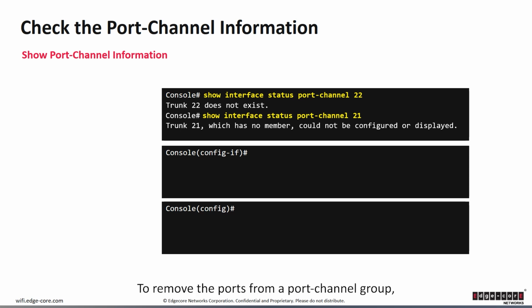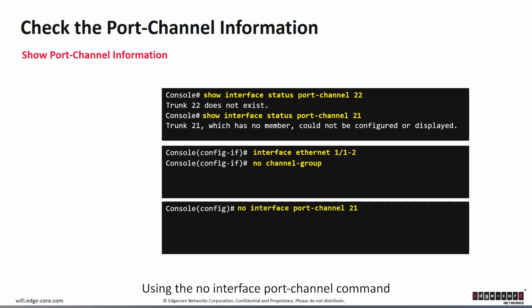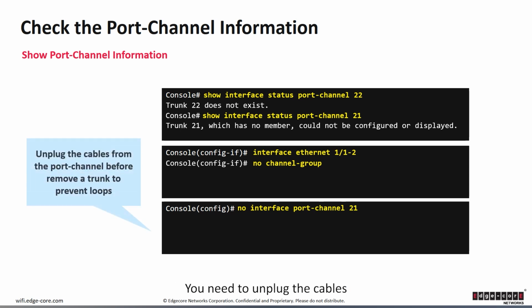To remove the ports from a port channel group, use the No Channel Group command. Using the No Interface Port Channel command to remove a trunk from the switch will delete the port channel immediately, even if there are member ports in the port channel. Please be careful with this command. You need to unplug the cables from the port channel before using this command to prevent loops.